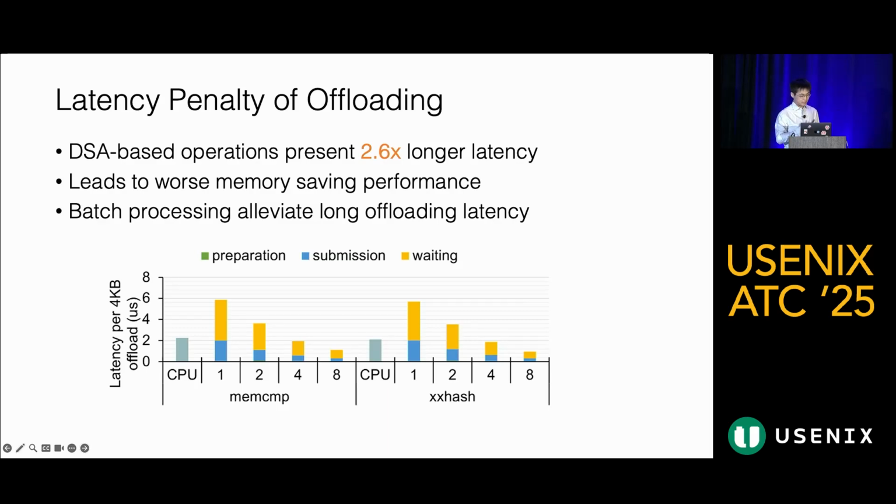Fortunately, batch processing can alleviate this long offloading latency by amortizing the submission and waiting time overhead. For example, when the batch size is equal to or larger than 4, we can see the average latency per offloading is similar to or even less than the CPU-based one, which is a very good signal for us. So this finding motivates us to use the batch processing of DSA.